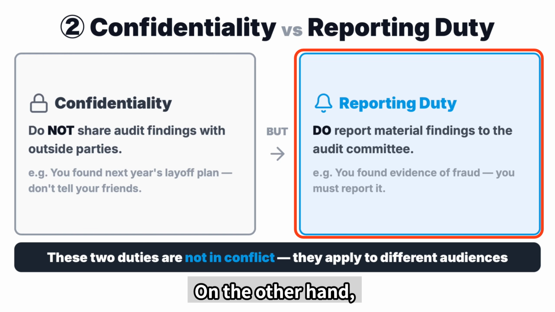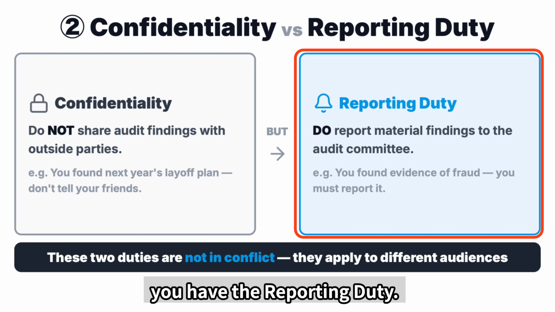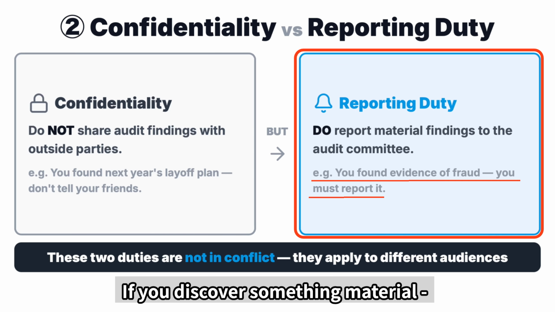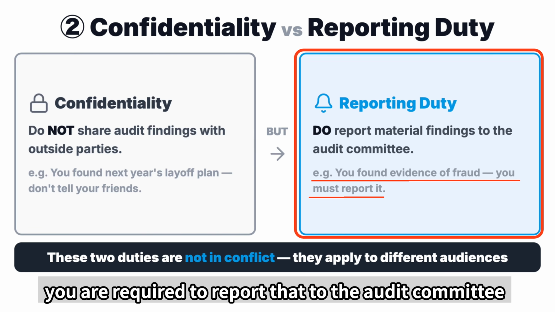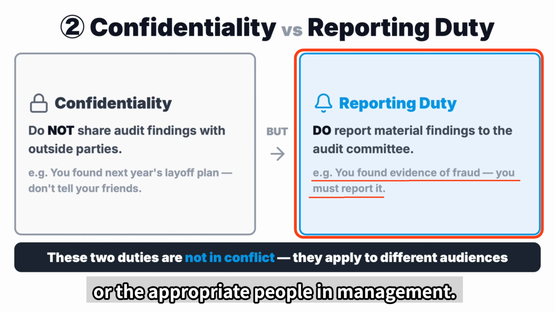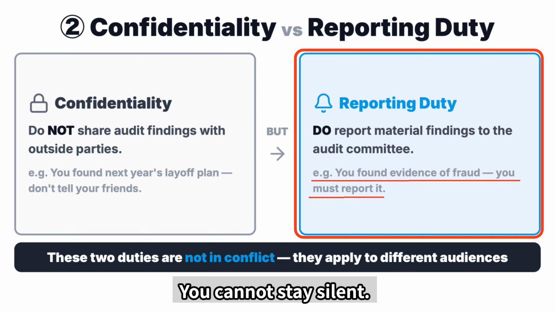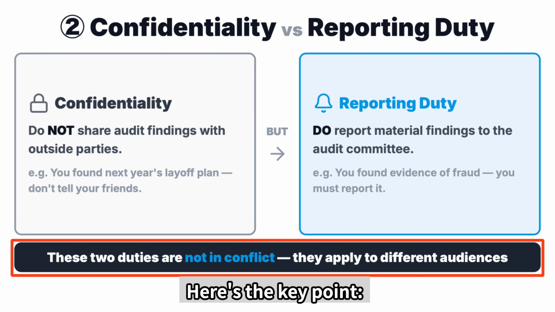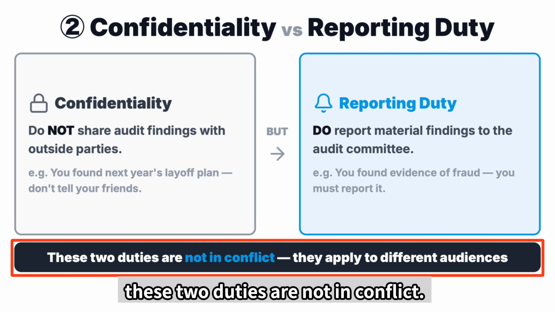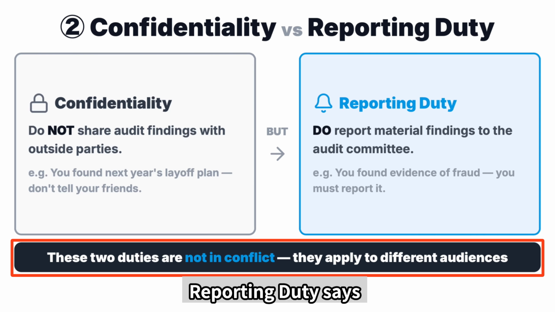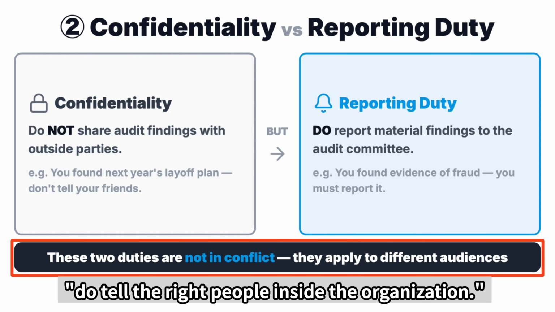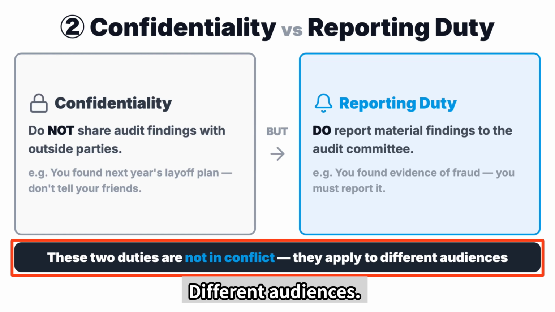On the other hand, you have the reporting duty. If you discover something material, like evidence of fraud or serious risk, you are required to report that to the audit committee or the appropriate people in management. You cannot stay silent. Here's the key point. These two duties are not in conflict. Confidentiality says, don't tell outsiders. Reporting duty says, do tell the right people inside the organization. Different audiences. Both apply at the same time.